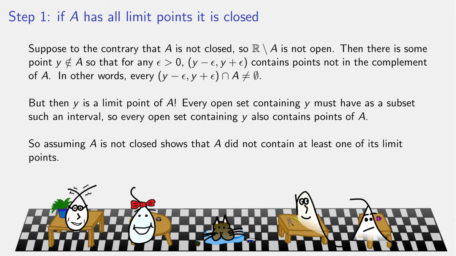So assuming A is not closed allowed us to find a point Y that wasn't in A. Okay, Y was not in A. That was something we assumed at the very top, but it was a limit point of A. So if A is not closed, it must be missing one of its limit points. And the contrapositive of that is if it has all its limit points, it must be closed.